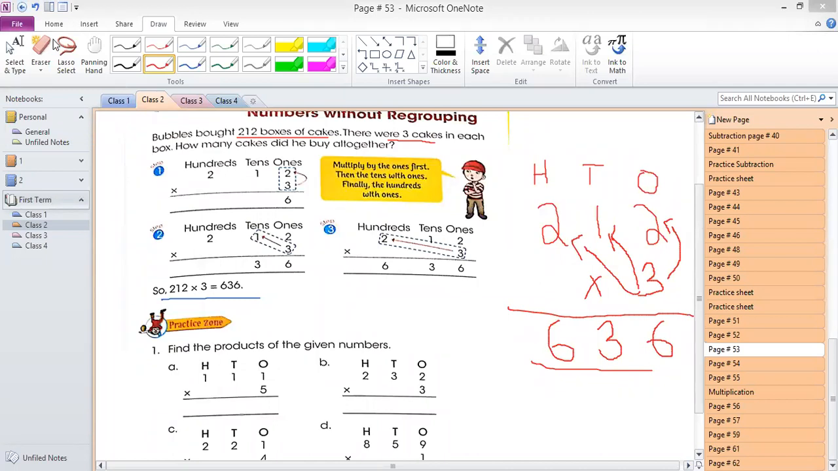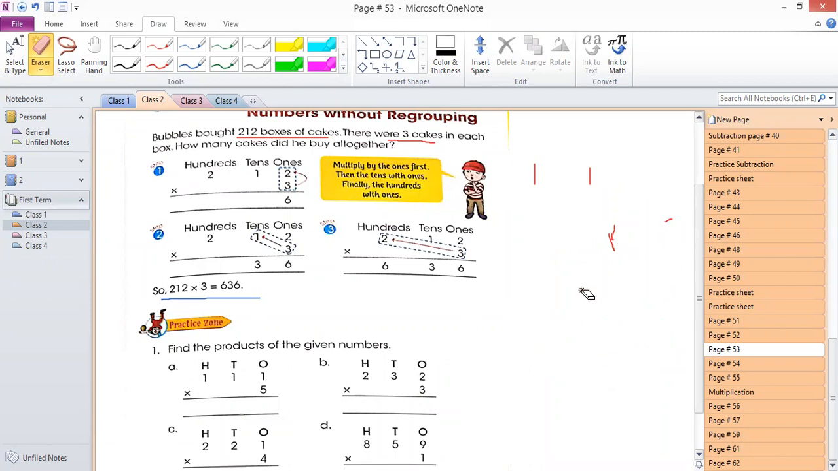That's very good. Now, let's check one more example, guys. This is 212 multiplied by 3. If I take one more example, if I ask you to multiply 223 by 3, so how will you solve it? The method is same, guys.